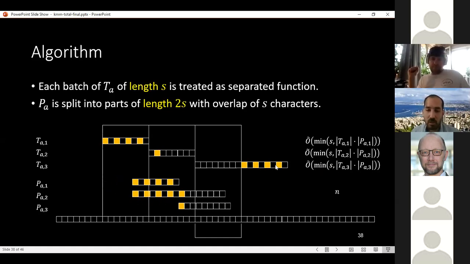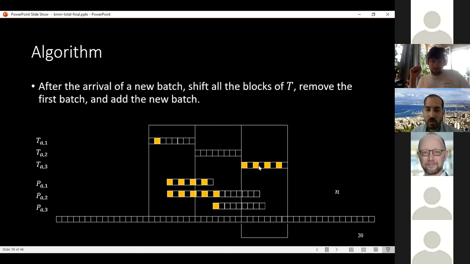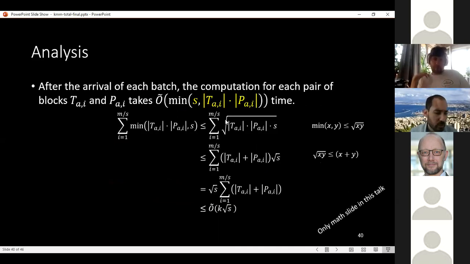After a new batch arrives, we just need to remove the first one, shift all the previous batches, and add the new batch. And now for the only mathematical slide in the talk, we can upper bound the total time of computation for the arrival of one text batch by summing over all the pairs of functions we have, and for each pair taking the minimum between the number of non-zero entries in the text multiplied by the number of non-zero entries in the pattern, and S. Everything here is O tilde. Using some pretty simple math, we can upper bound it by K times square root S.